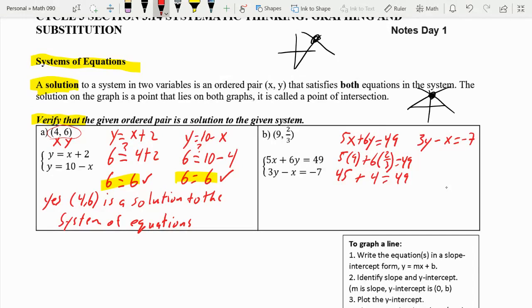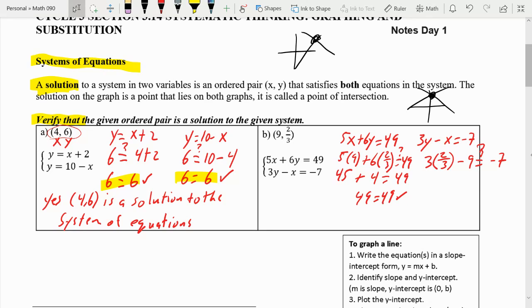And again, this is supposed to be a question. So 45 plus 4, so 49 equals 49. So yes, that one works. Now let's plug in the other one. So we have 3 times y. You notice how they're trying to trick you here. Y came first, so you've got to be careful which ones you're plugging in. Minus 9. And does that equal -7? There's my goofy little question mark.